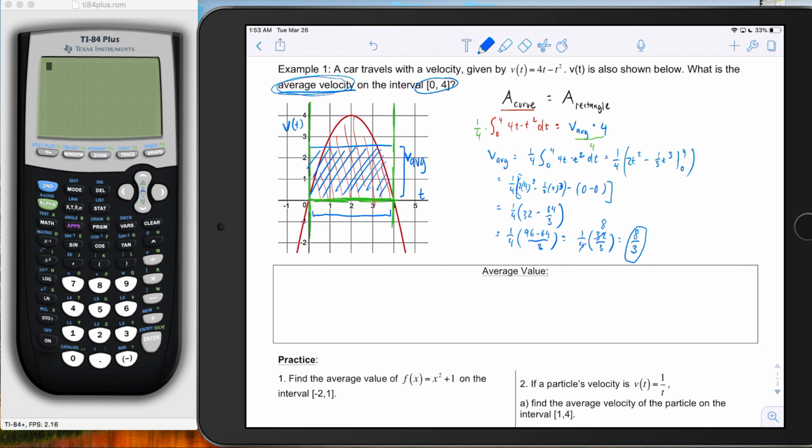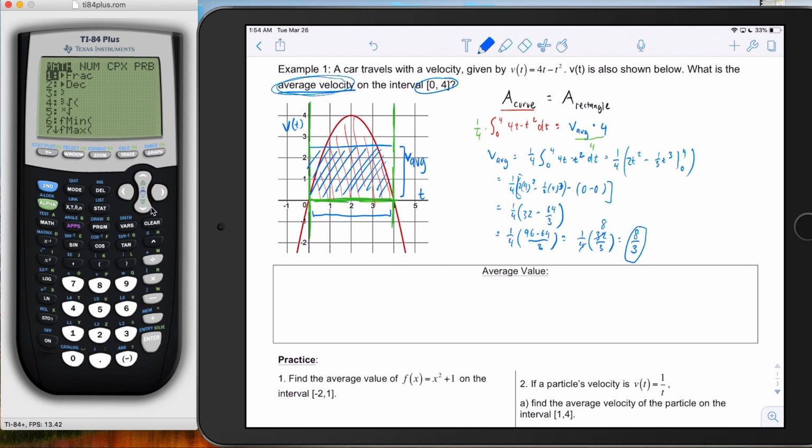And you can also check that by going to your graphing calculator. I'm gonna turn this guy on, you go to math, and if you go to the ninth one, FNINT, and I can go from 0 to 4, and I know it's 1/4. What just happened?